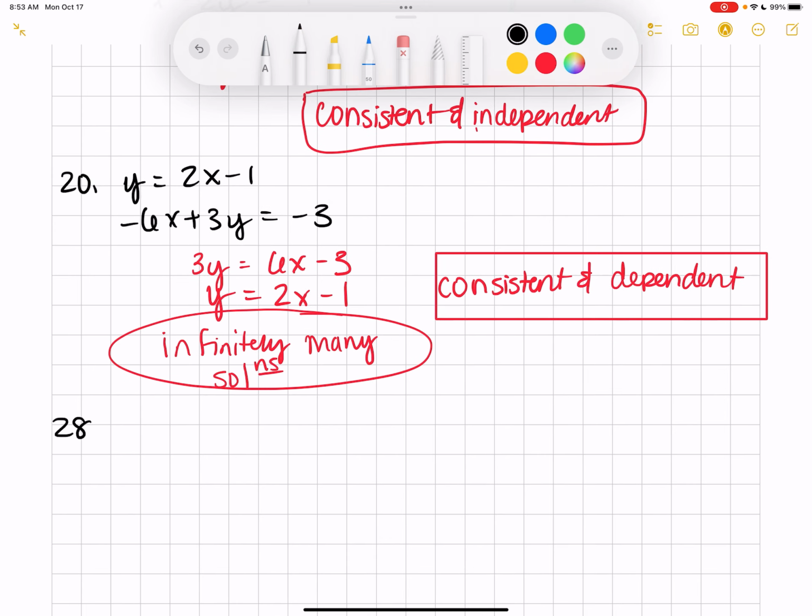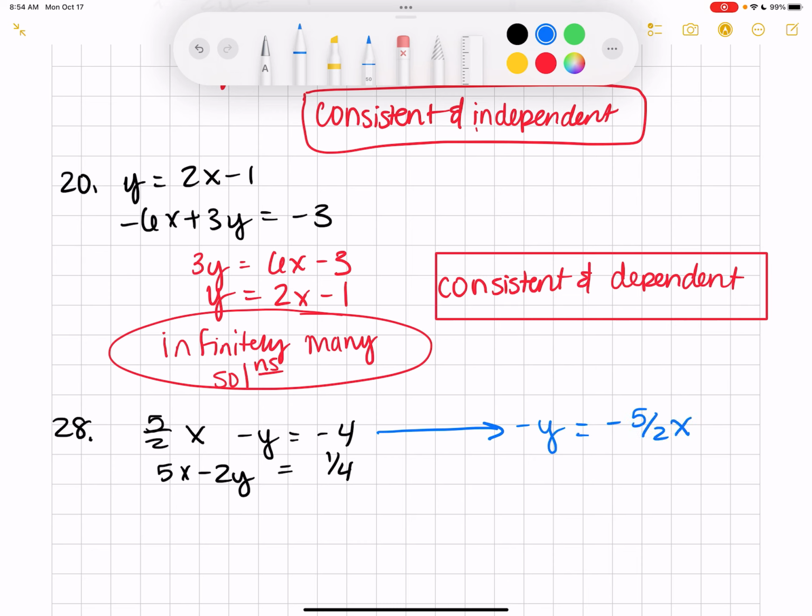Let's see, 28: 5 halves x minus y equals -4, and 5x minus 2y equals 1/4. So start with the top one. I'm going to have -y equals -5 halves x minus 4. Then divide by the negative, so y equals 5 halves x plus 4.